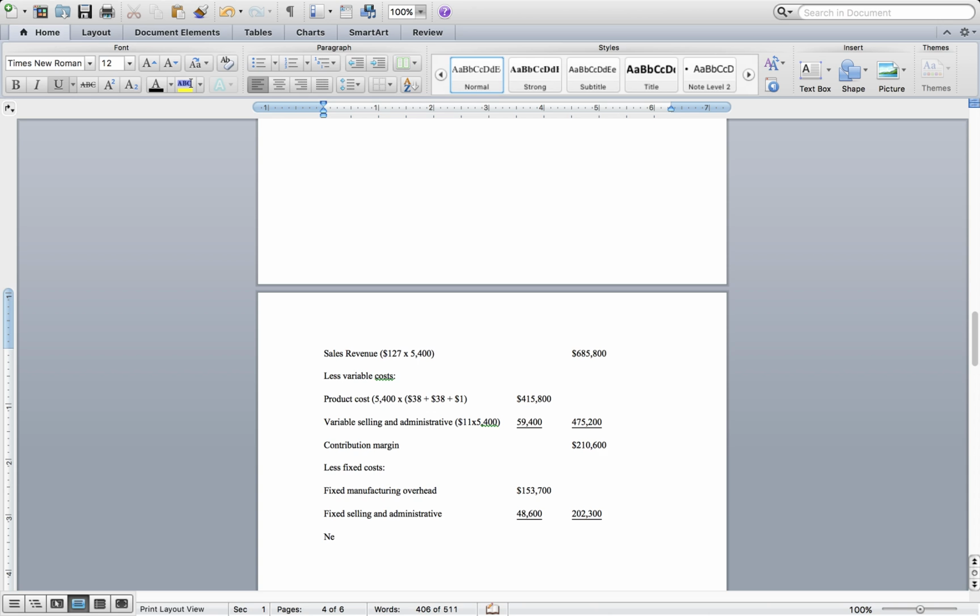The last part, now we're ready to calculate your net operating income. The last part says here, take your contribution margin minus your total fixed expenses. Take the 210,600 minus 202,300, which is $8,300.